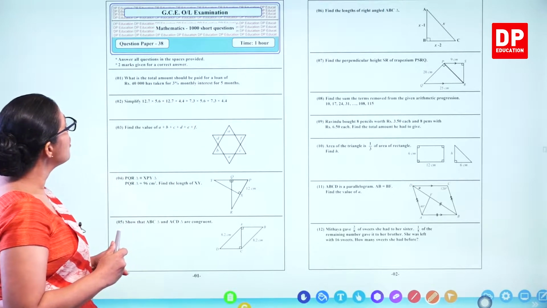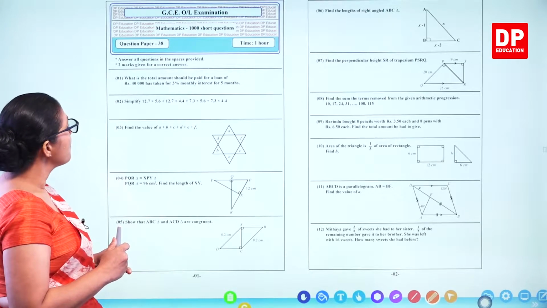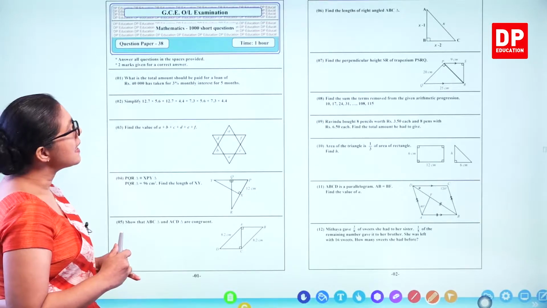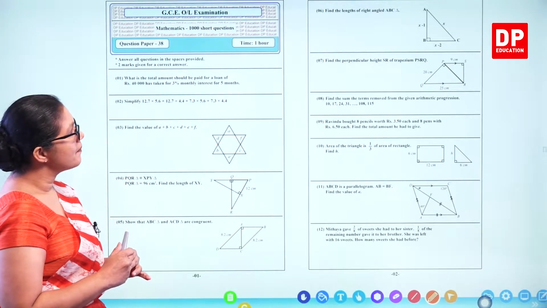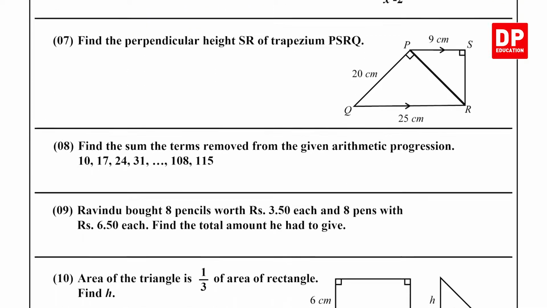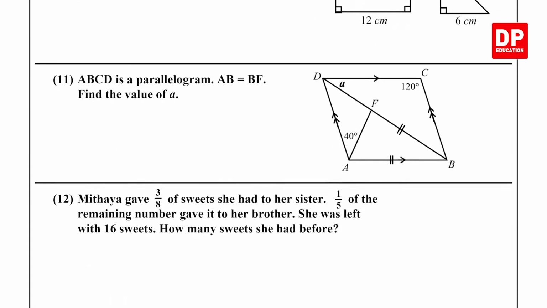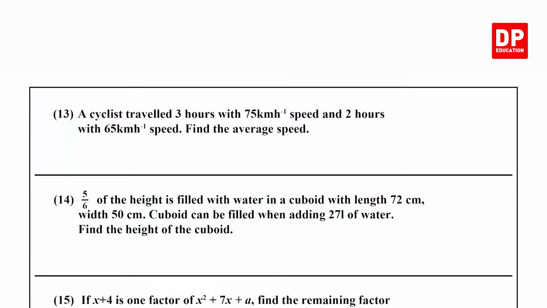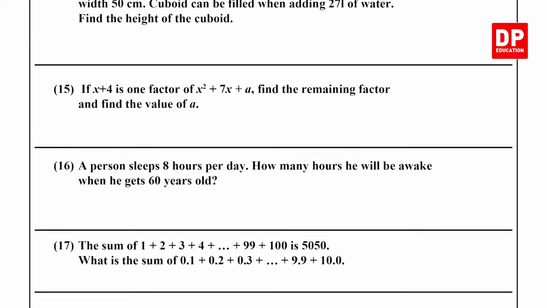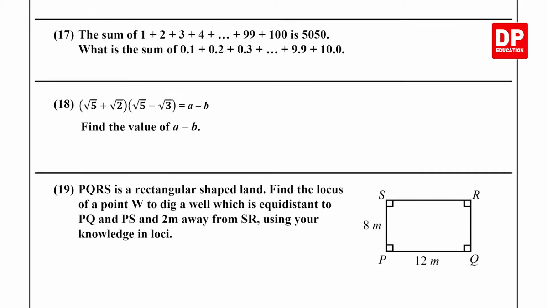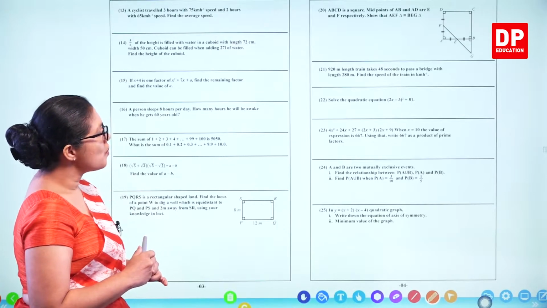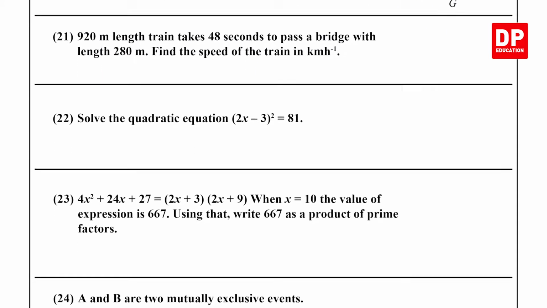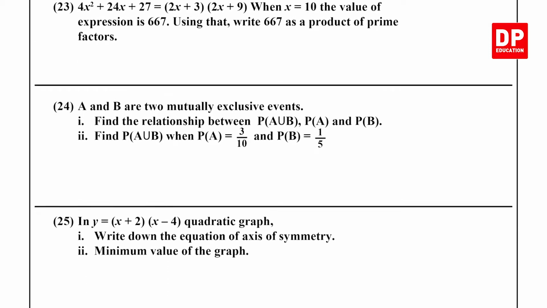In the first page, you get questions 1 to 5. And the second page, you get questions 6 to 12. Third page, 13 to 19. And the last page, you get questions 20 to 25.